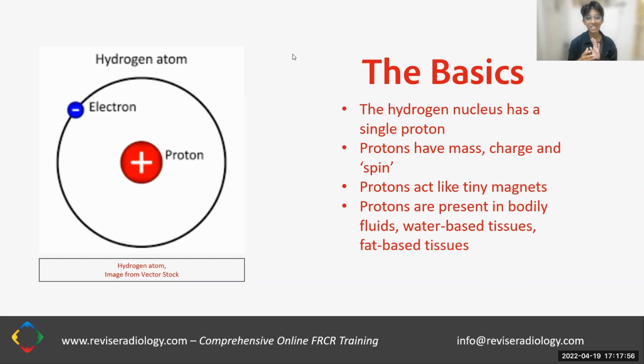Because these protons are charged objects, they have electric charge, and because they're continuously rotating, they behave like tiny magnets. If you think back to all the magnets you've interacted with in your life, the magnet on your fridge or some magnetic toy that you played with at some point, the proton in your body is a tiny, tiny magnet. And these protons are present in bodily fluids, in water-based tissues, and in fat-based tissues.